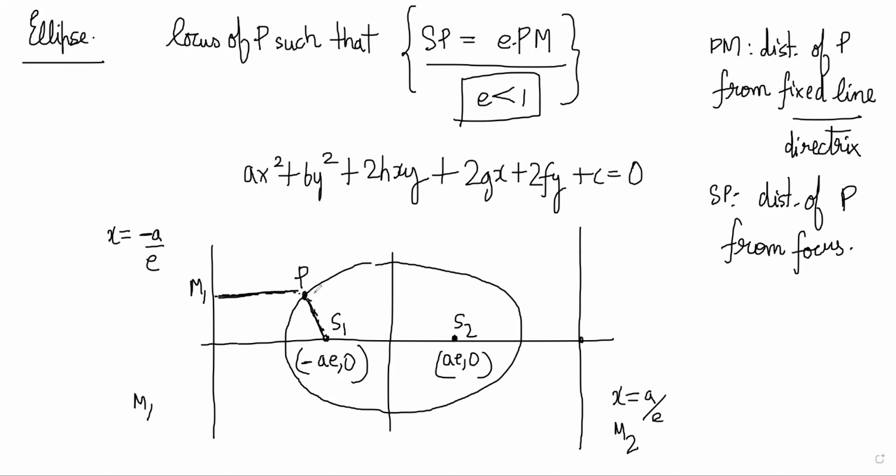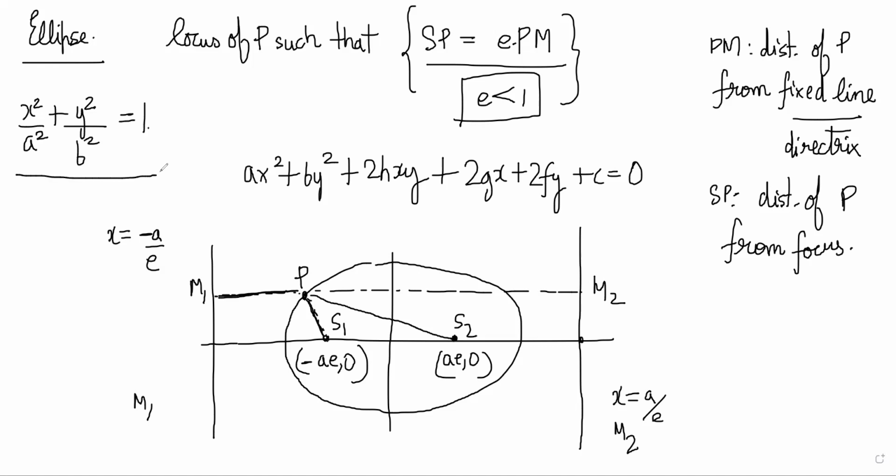And it is also satisfying PS2 is e times PM2. Okay, right? In this case, the equation of the ellipse becomes x² by a² plus y² by b² is equal to 1.